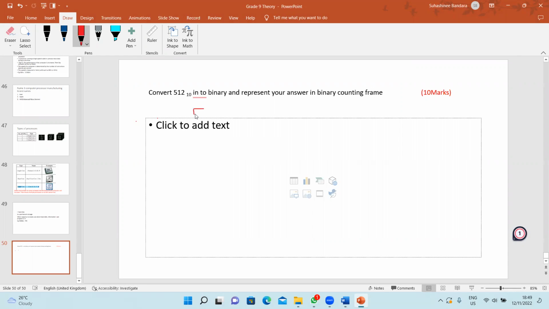You have to take 512, then divide by 2. What is the answer, Budbini, when we divide 512 by 2? 256. Okay, so then 256 divided by 2. What is the answer, Chantula?